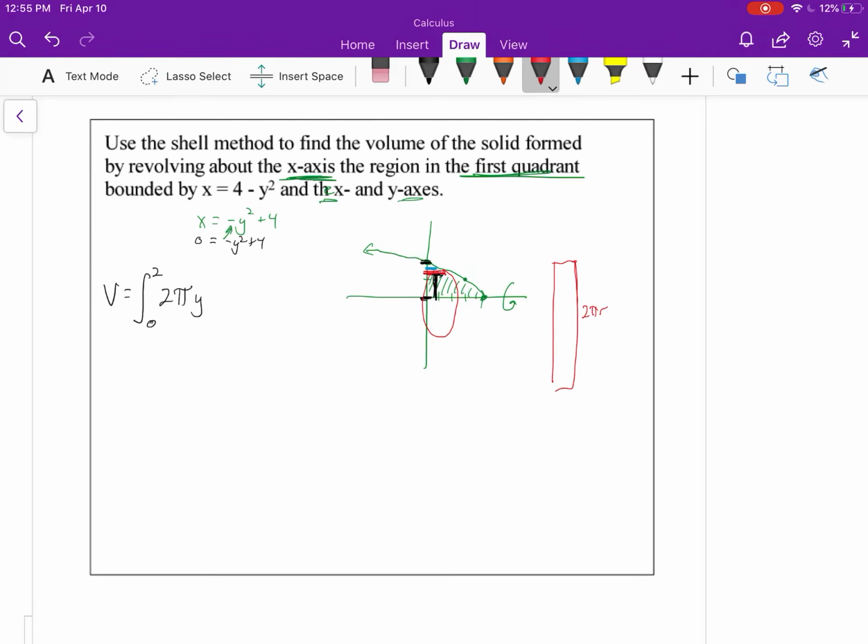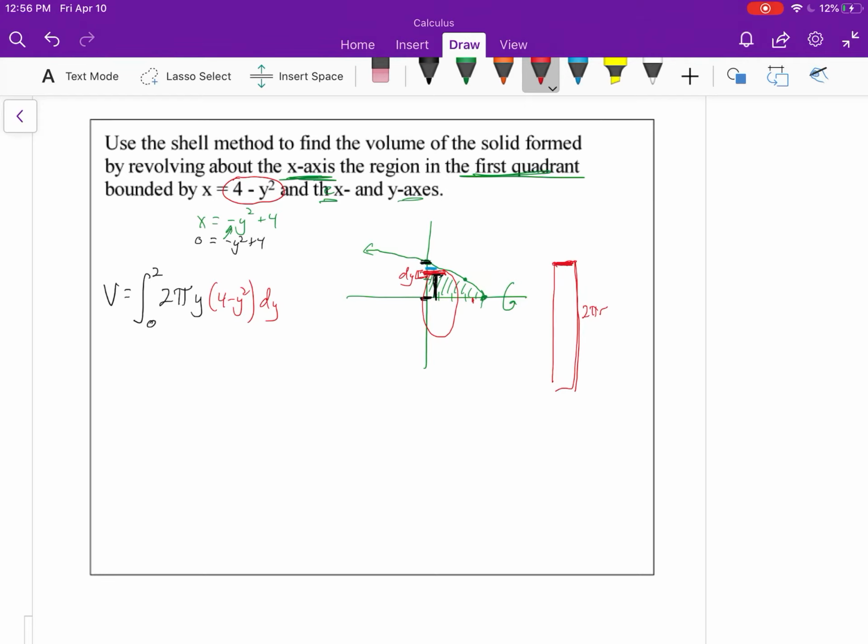So here's the 2 pi r, this length. The height is this. Well, this time the height is our x value. So the x value is the height. Well, what is x equal to? x is equal to 4 minus y squared. And then the thickness is not dx, it's not the change in x, it's the change in y, so dy.